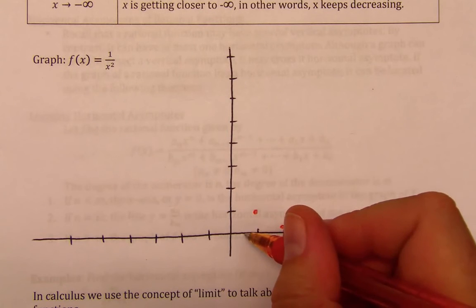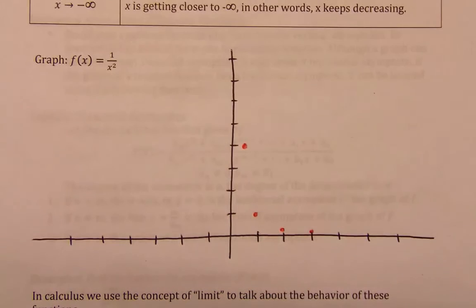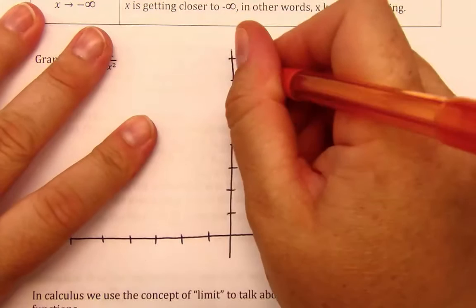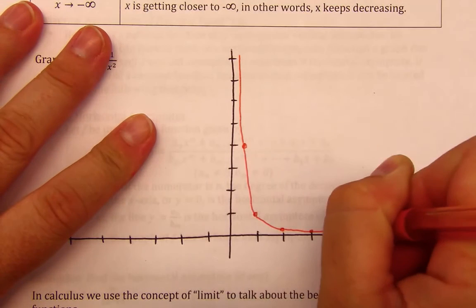Plugging in 1/2 actually gives me 4. So not only is it shrinking faster, but it's growing faster as well. And so we can see this right here is what our curve looks like.